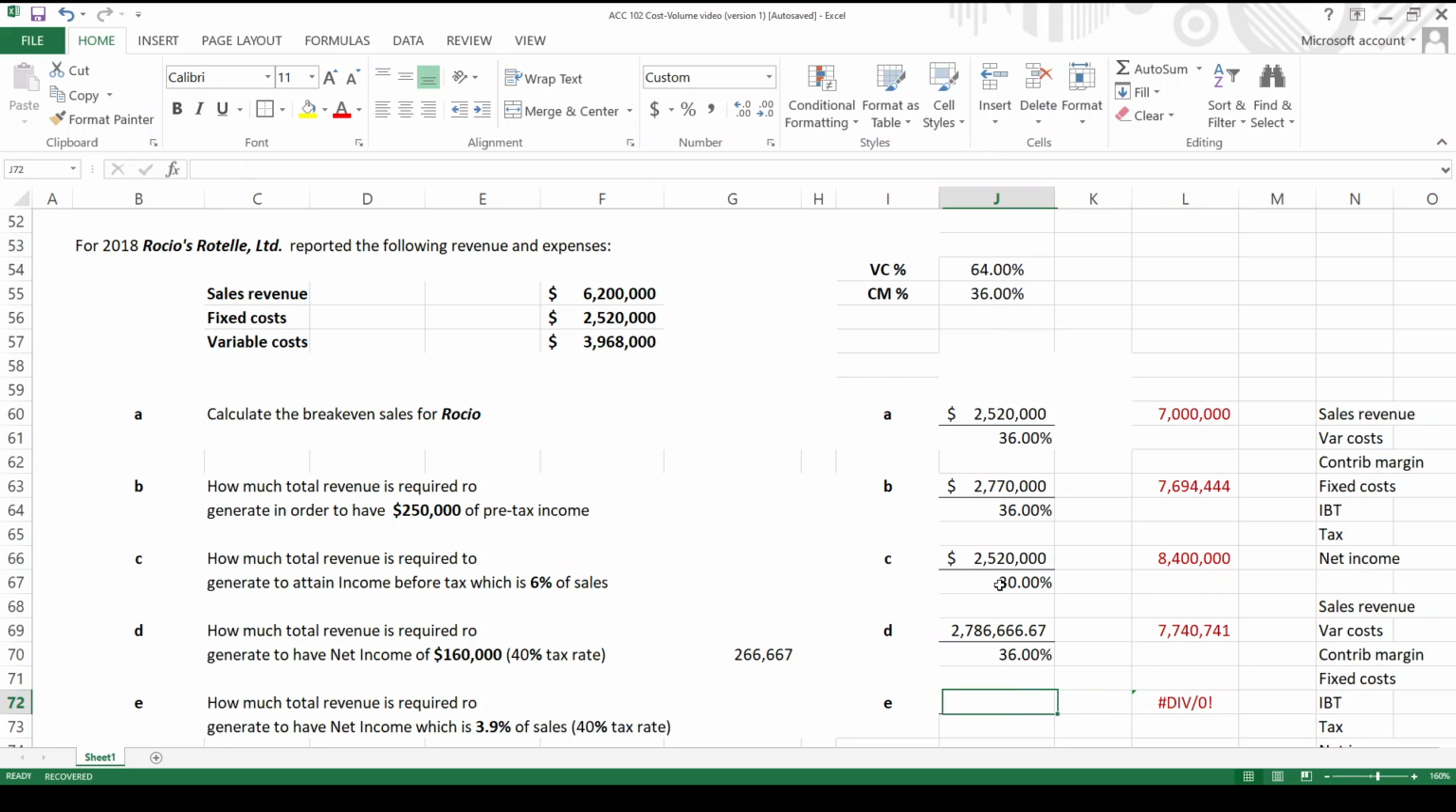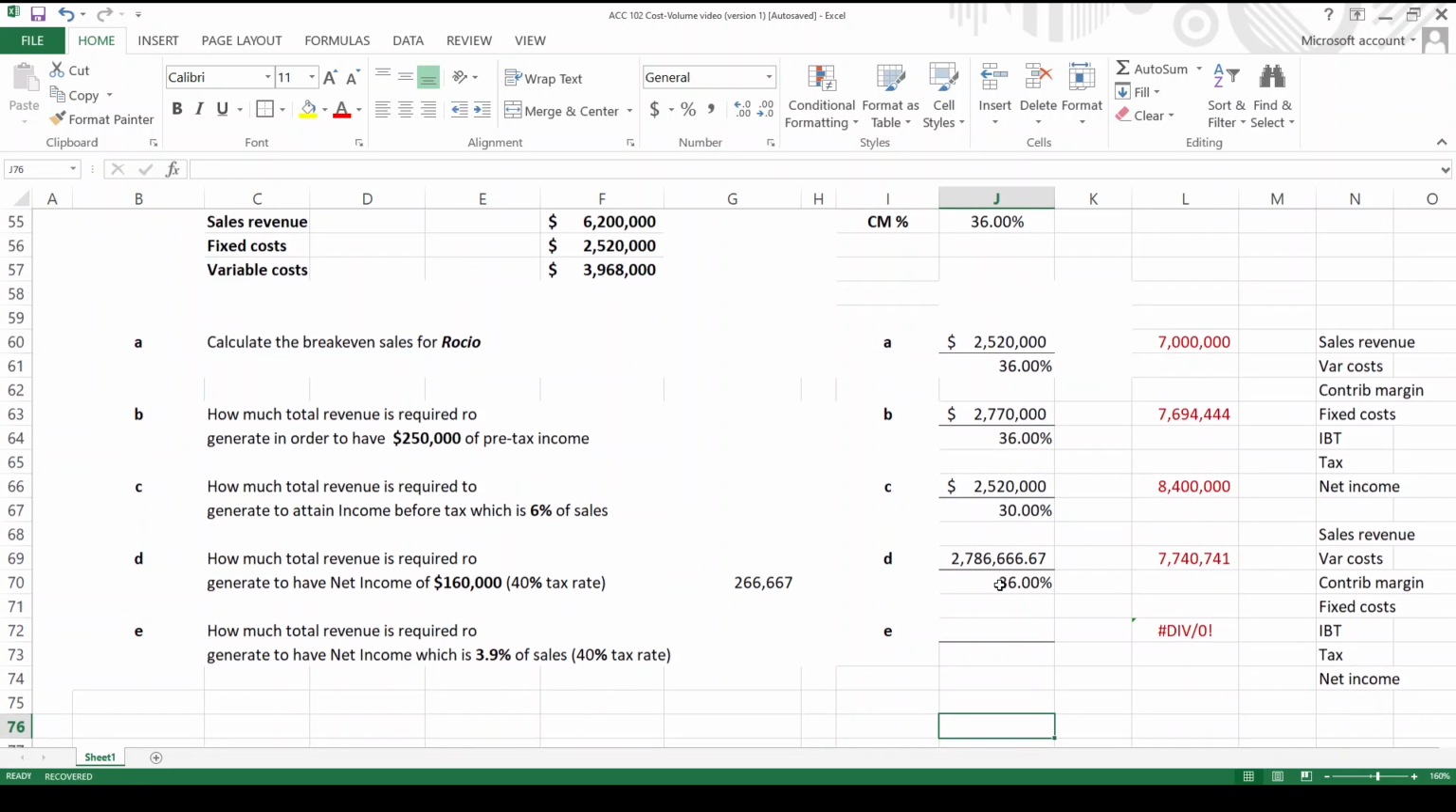All right. So that's the key for this one. You have to gross up this number. How do you do that? Divide by 1 minus the tax rate to get that number. Once you have that number, you plug it into the formula over here. Just add it to the numerator being the fixed costs.